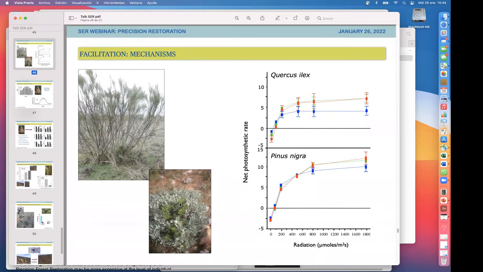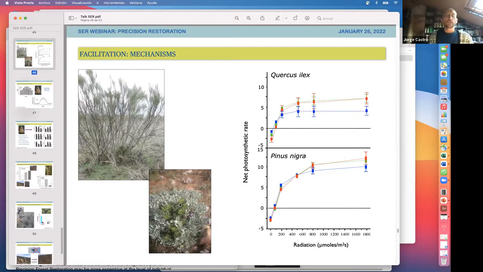Some of our attendees are wondering if you have seen these types of precision approaches developed, tested, or applied to other ecosystems or countries outside of Spain. Well, I don't think that we are using this precision approach too much. This is basically a suggestion that we should do that, okay? The paper is a review paper where we propose that we should do that.